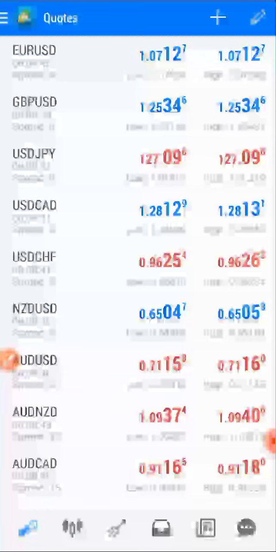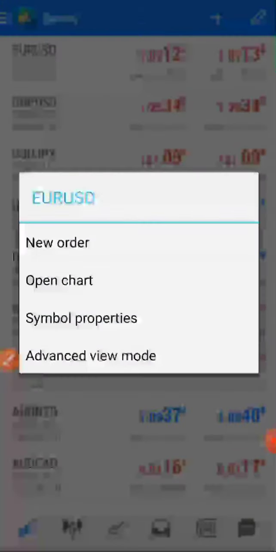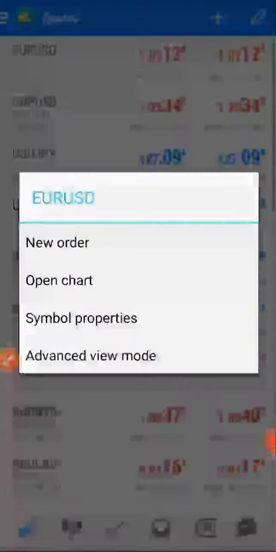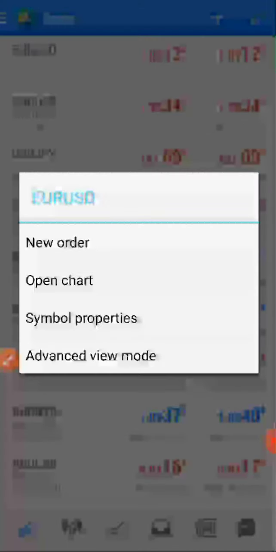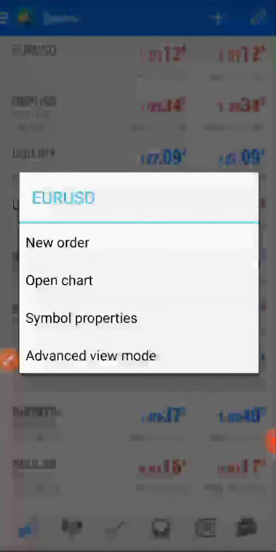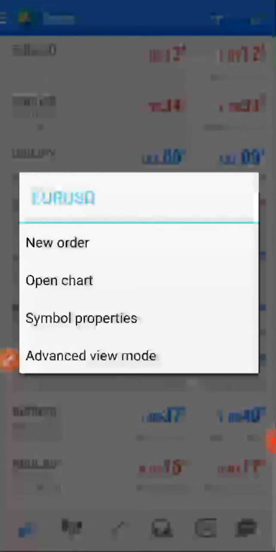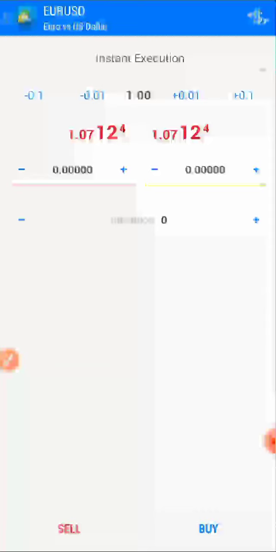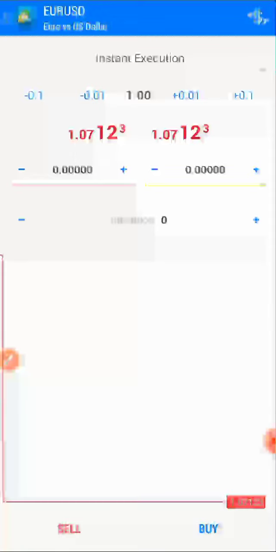So now we're talking about how to buy and sell. Now, let's say I want to buy EURUSD, I want to buy some. So you can see here new order. Once you just touch EURUSD, this comes out. Now new order, open chart, symbol properties, advanced view mode. We're seeing new order. New order means you want to place an order. So placing an order means buying, placing a trade. So I click on new order. As you can see, instant execution.